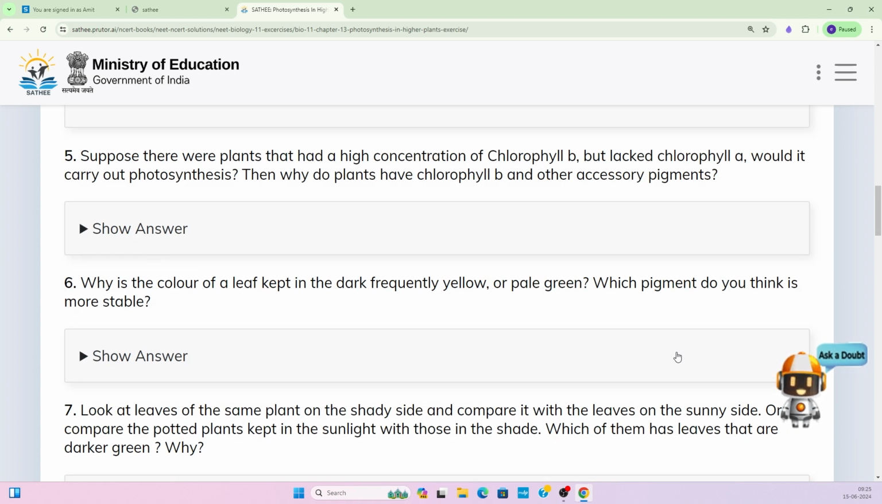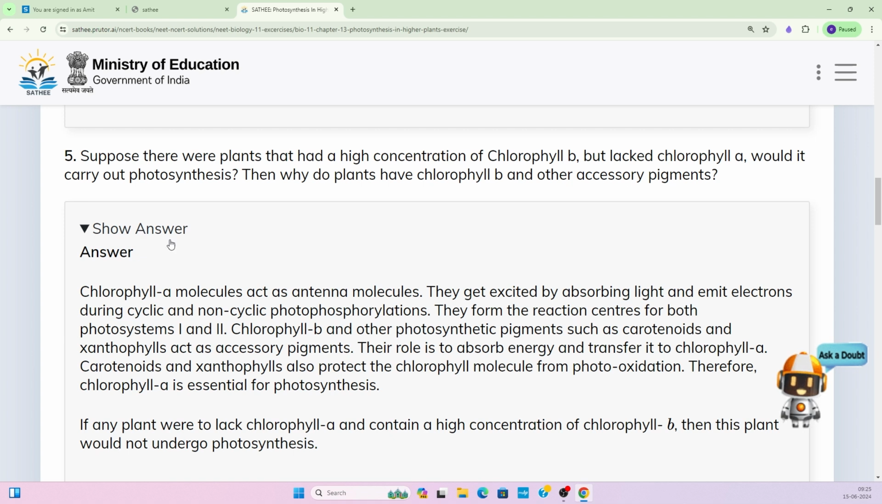Moving to our next question. Suppose there were plants that had a high concentration of chlorophyll B but lacked chlorophyll A. Would it carry out photosynthesis? Then why do the plants have the chlorophyll B and other accessory pigments? So there are two questions over here. So let us see the answer.